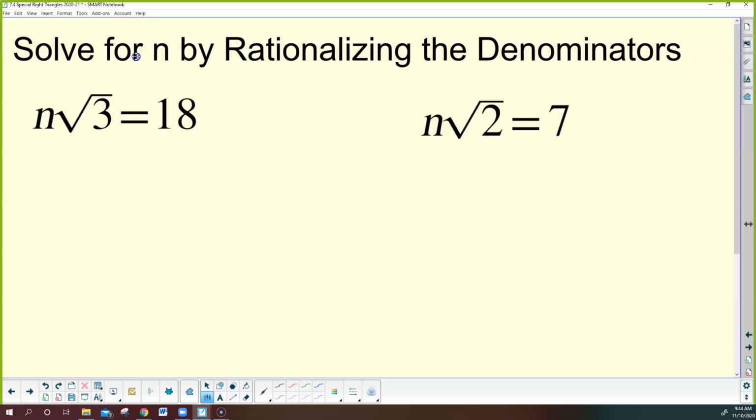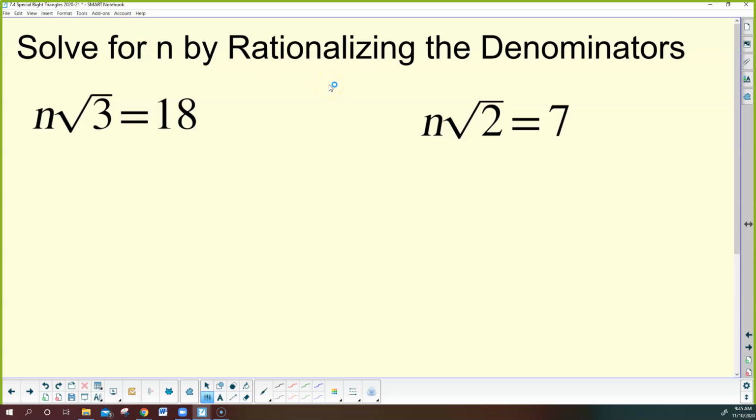We're going to start off by doing something called rationalizing denominators. This is an extra little skill that we're going to need to simplify our answers today. So we're going to just start off and kind of say, okay, what if I have a problem that says n square root of 3 equals 18? My goal is to solve for n, and we have to do something special here called rationalizing the denominator. It's basically simplifying it and getting rid of a square root in the bottom. So I'll give you a second to write this down.